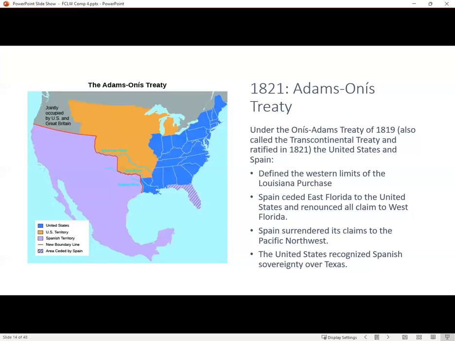The 1821 Adams-Onis Treaty was a treaty with Spain, and it defined the western limits of the Louisiana Purchase. Spain ceded eastern Florida and renounced any claims to western Florida. It surrendered any claims to the Pacific Northwest. And in that case, the United States recognized Spanish sovereignty over Texas. It didn't last long, but they did.